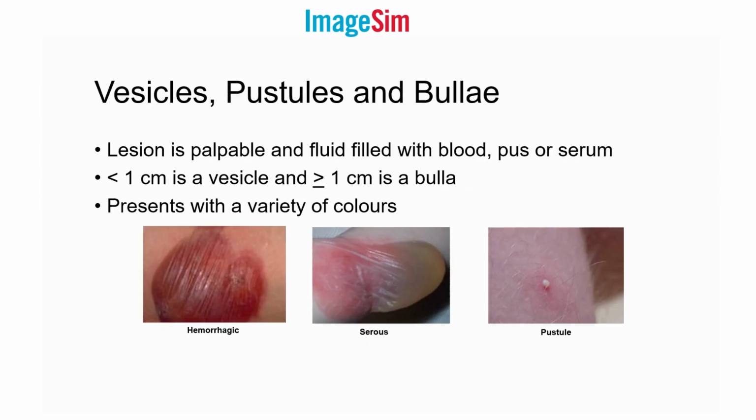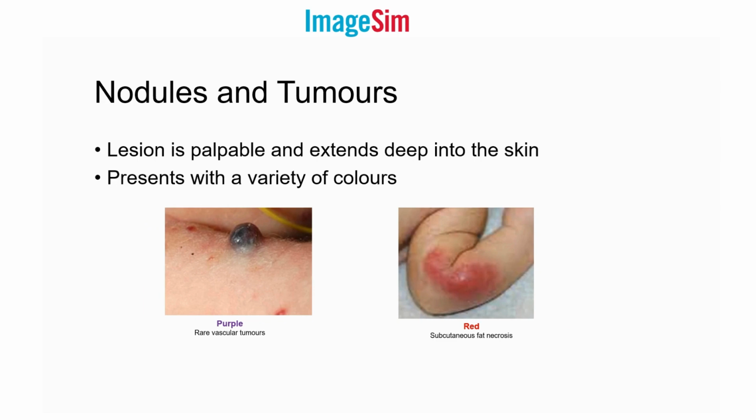Vesicles, pustules, and bullae. These are lesions that are palpable and fluid-filled with either blood, pus, or serum. Less than 1 centimeter is considered a vesicle, whereas greater than 1 centimeter is considered a bulla. These also present with a variety of colors. Nodules and tumors are palpable and extend deep into the skin. These are examples of the colors that they present with.